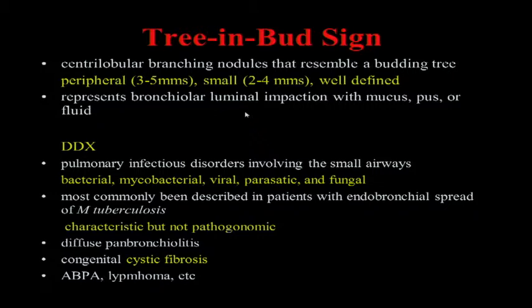Differential diagnosis: pulmonary infections. Bacterial, mycobacterial, viral, parasitic, fungal. Most commonly described in patients with endobronchial spread of Mycobacterium tuberculosis. So tree-in-bud was first described with TB. It is characteristic, but not pathognomonic. Diffuse panbronchiolitis, congenital, cystic fibrosis, ABPA, lymphoma, all these can cause tree-in-bud. So we have accomplished that. Next. Sylvia?